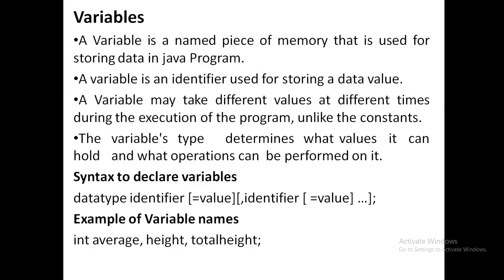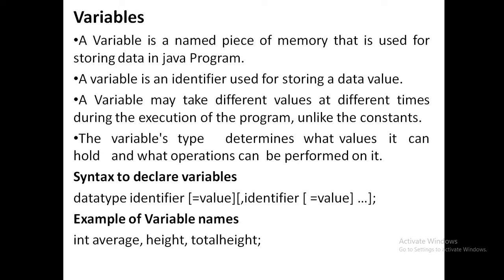Variables. A variable is a named piece of memory that is used for storing data in a Java program. So once a variable is declared, it is allocated memory for storing data in it based on the data type that is used for the declaration. A variable is an identifier that is used for storing a data value. A variable may take different values at different times during the execution of the program, unlike constants.